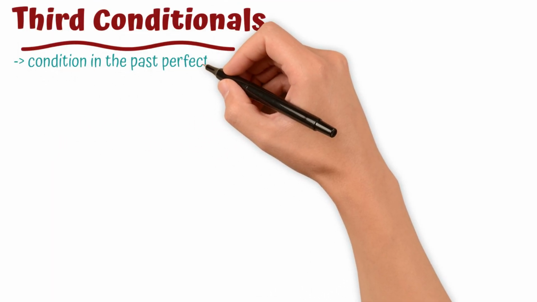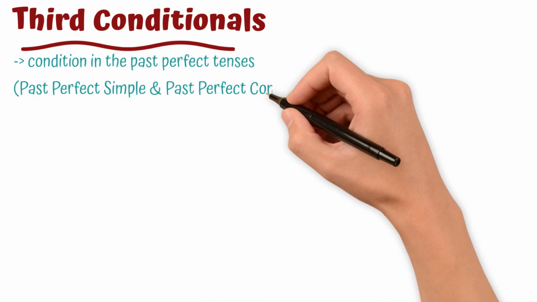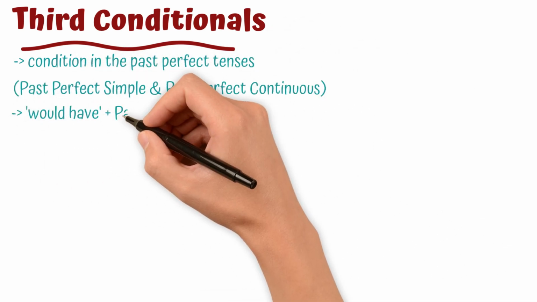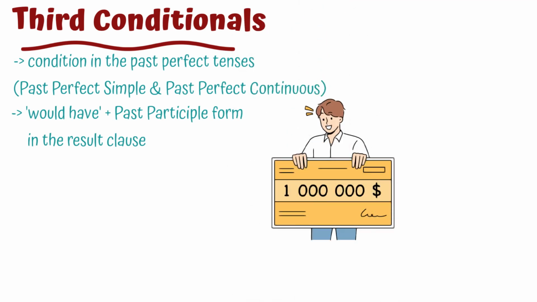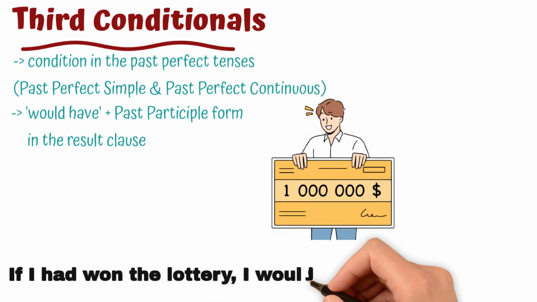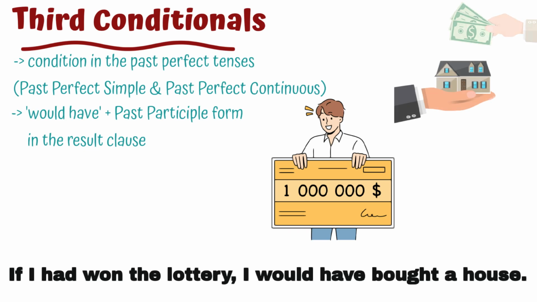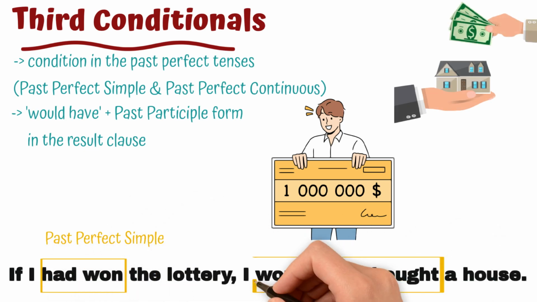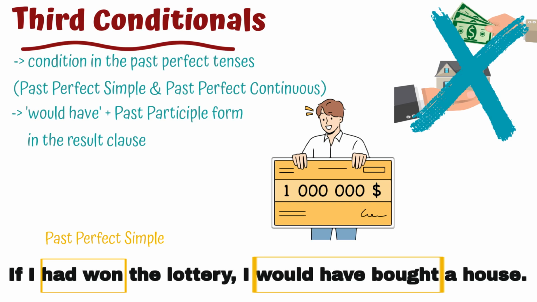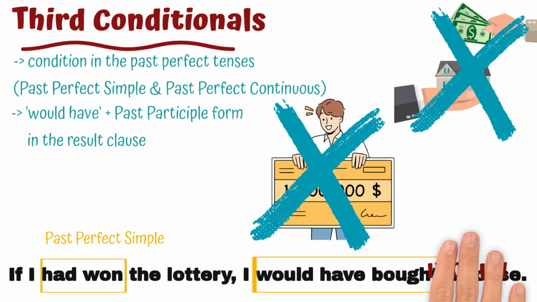In third conditional, we use the past perfect tense in the condition clause and would have plus past participle in the result clause. For instance, if I had won the lottery, I would have bought a house. This is a hypothetical past situation. In reality, I did not buy a house because I hadn't won the lottery. If only.